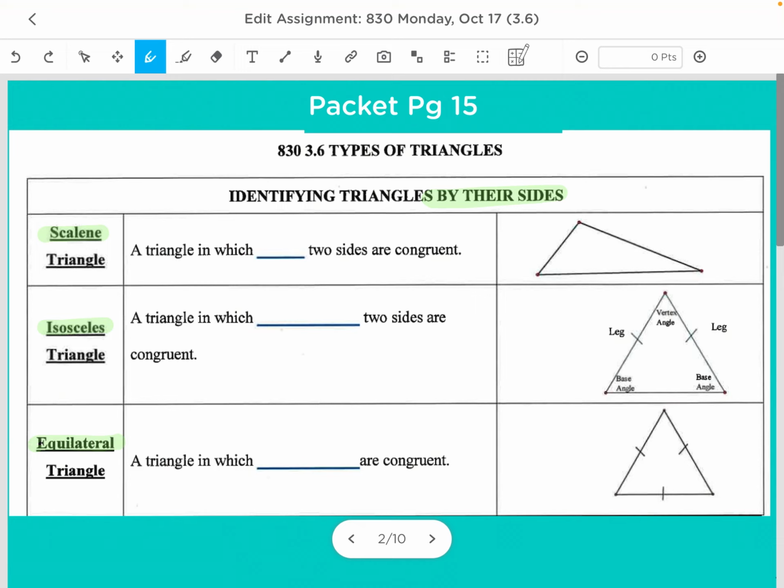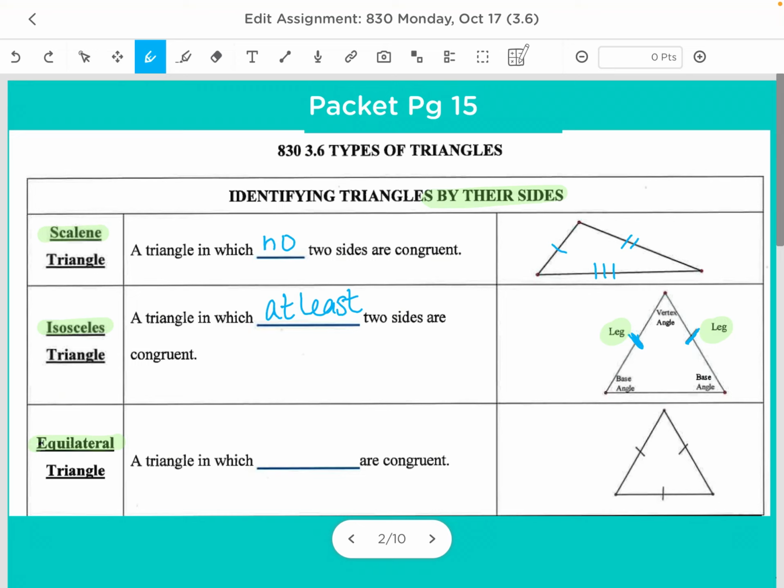So a scalene triangle is where no two sides are congruent. So all the sides will be different lengths. Isosceles triangles are triangles in which at least two sides are congruent. In an isosceles triangle, we have two sides that are congruent. Those are called the legs. We're going to be talking a lot about that in this chapter and in triangles going forward.